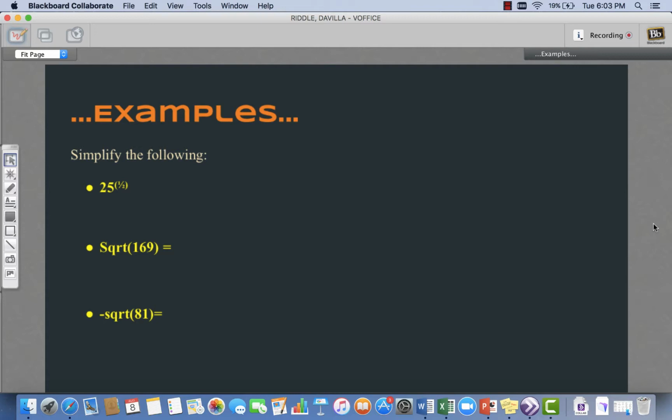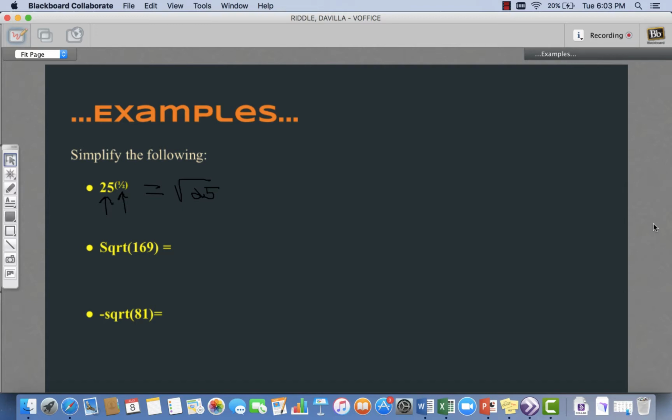So here are some examples for square roots. I didn't mention it earlier, but square roots are technically, as I said, exponents in disguise. So when we talk about 25 to the 1/2, think of this also as the square root of 25. And the reason is because of how this power works out here.